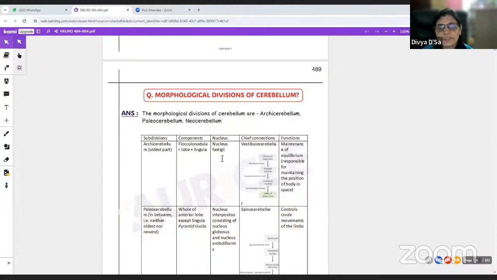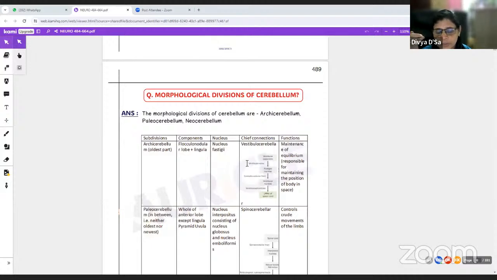It has its own nuclei, which we call the nucleus fastigii. And the chief connection here is the vestibulocerebellar tract that passes through this. Archicerebellum we mainly see in the fishes, the oldest. In fishes, when they are swimming in the water, they have to maintain equilibrium. It controls the truncal movement, and that is the main requirement for the fishes. So it maintains the equilibrium, which is responsible for maintaining the position of the body, okay.